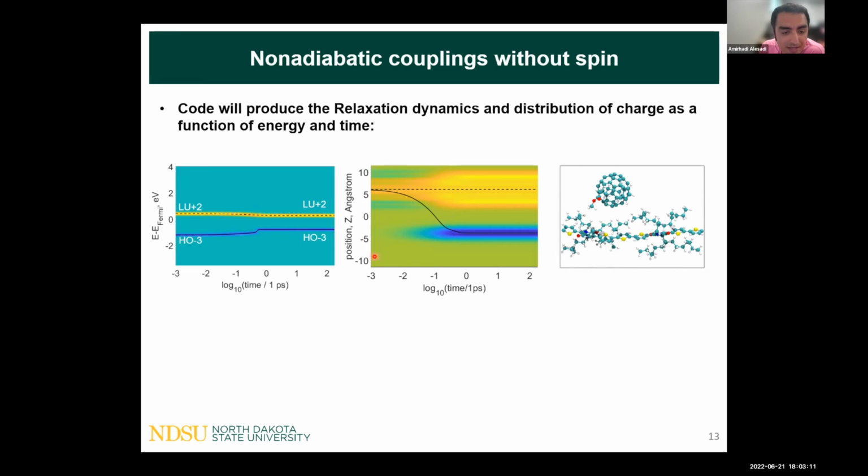And also here we can see the spatial distribution of the charge carriers in the z direction of the cell size. You can see that at the end of the simulation, electrons will relax on the acceptor unit and holes on the backbone of the conjugated polymer.